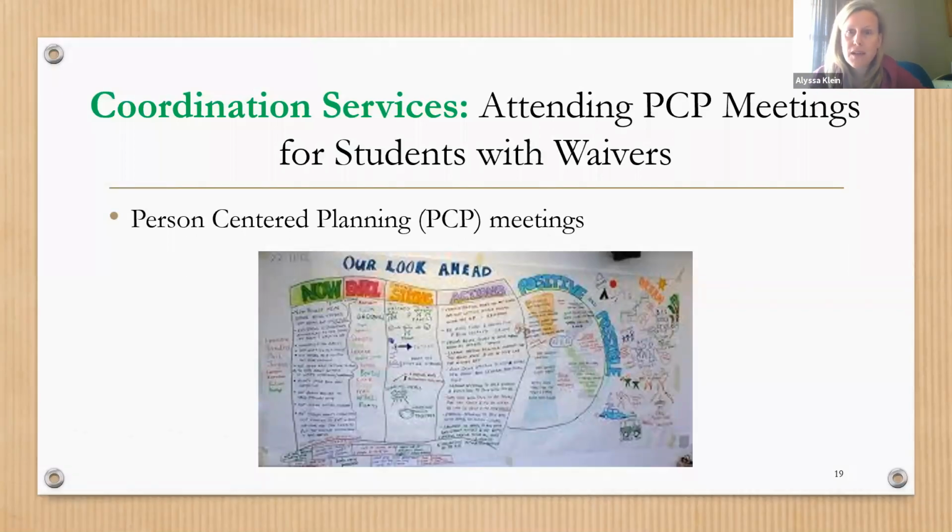And then finally, attending person-centered planning meetings for students with waivers. I always find that one fascinating because it's so very specific. But basically, if it's a student on a waiver, Medicaid waiver through the county, and you're having a meeting to talk about person-centered planning, make sure you're charging your time to Pre-ETS as well.